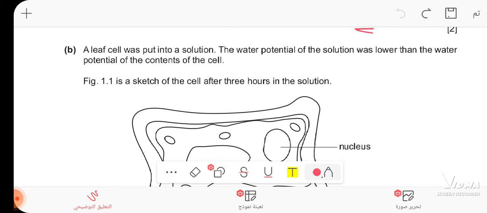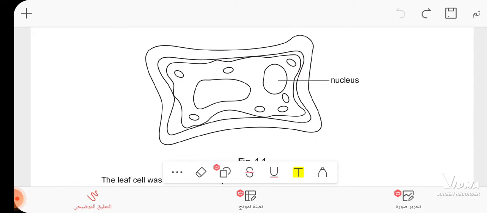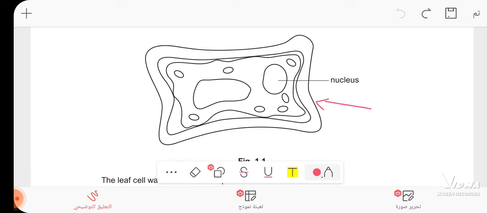B, a leaf cell was put into a solution. After that, the water potential of the solution was lower. If we put a leaf in a solution, the water potential here means the concentration of water molecules in this solution is lower than the water potential of the contents of the cell. Here is the cell, the layers of the cell. Firstly, I think this is a plant cell, so this is the cell wall. Cell what? Cell wall. Okay. And next, this is the cell membrane, after the cell wall. And this is the cytoplasm. Okay.